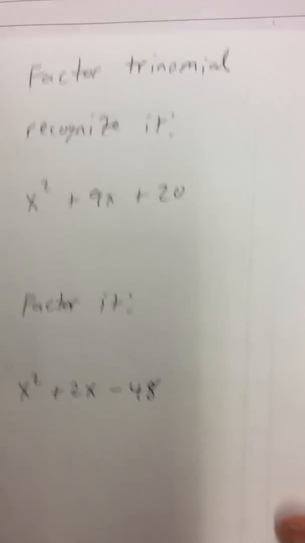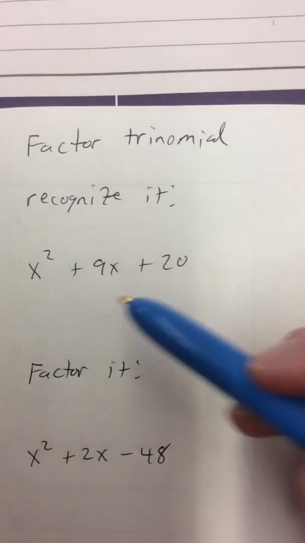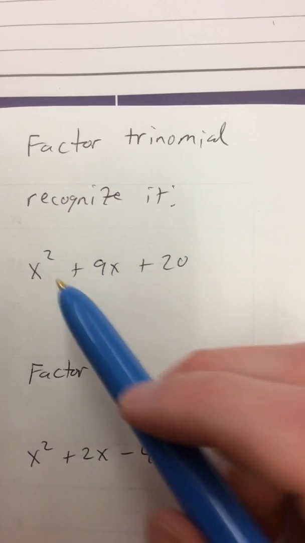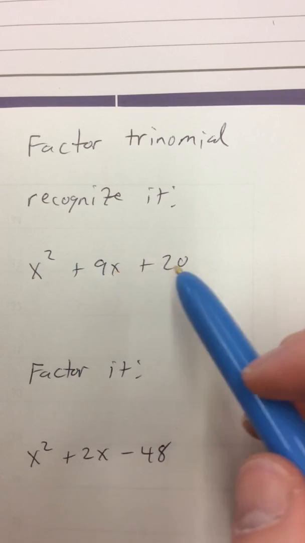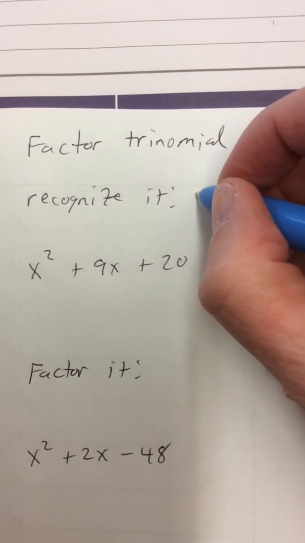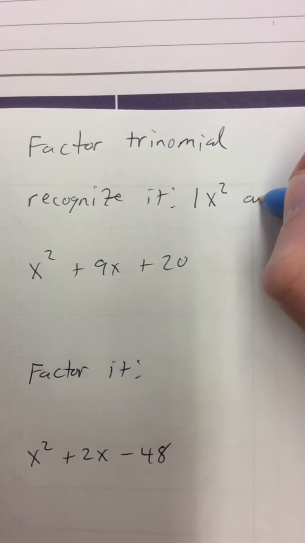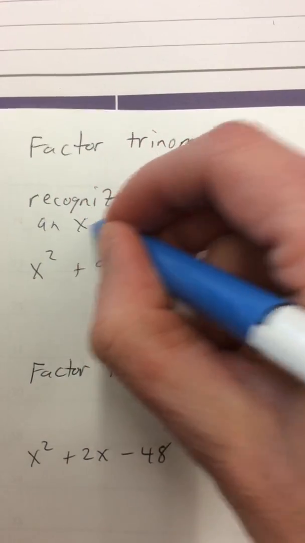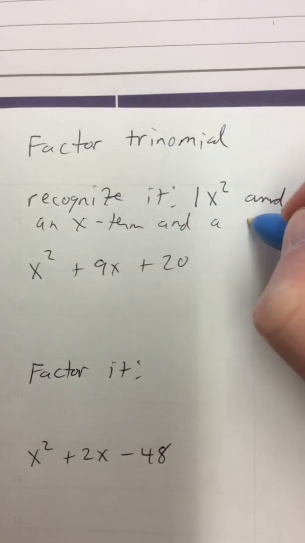Okay, so let's go on to factoring basic trinomials, things that look like this. And so how do we recognize a basic trinomial? Well, it's got 3 terms. The first term is an x squared, as in 1x squared. The next term has an x, and the last term has a constant. So we have a 1x squared and an x term and a constant.